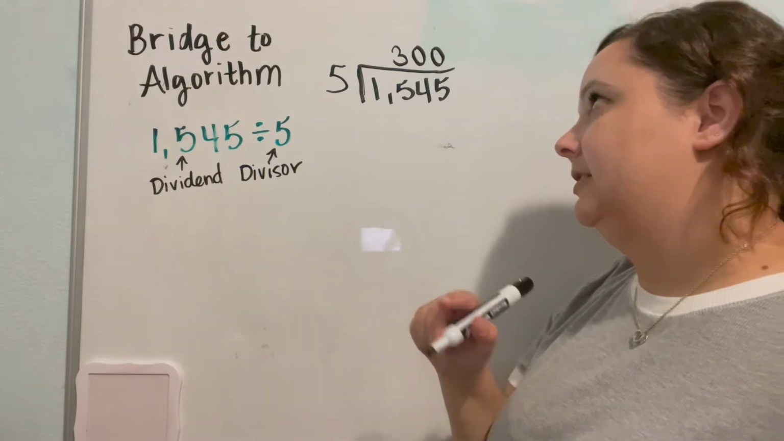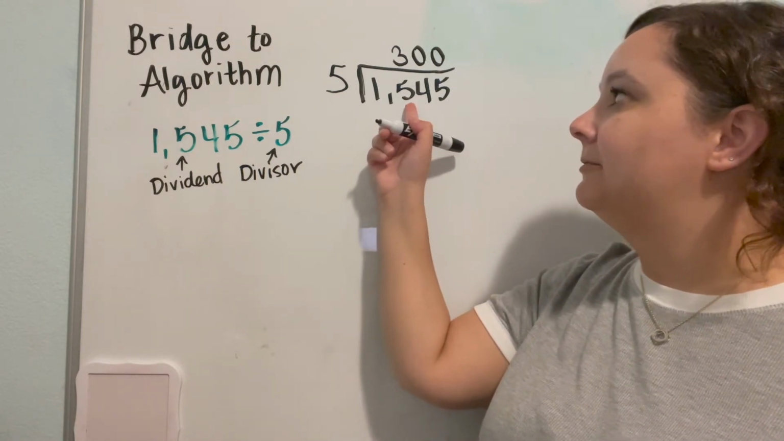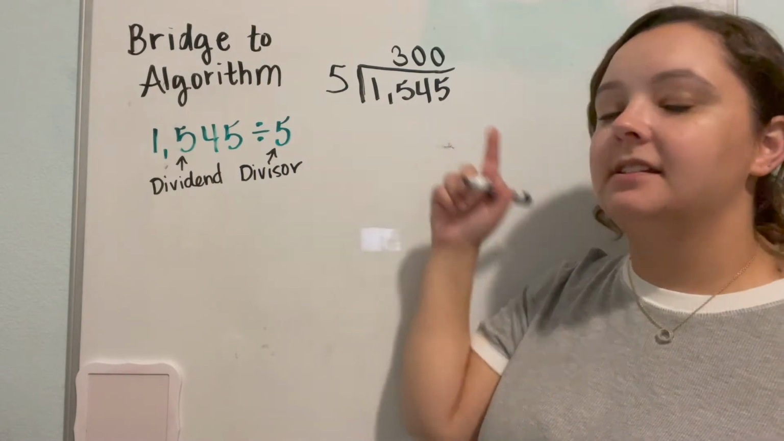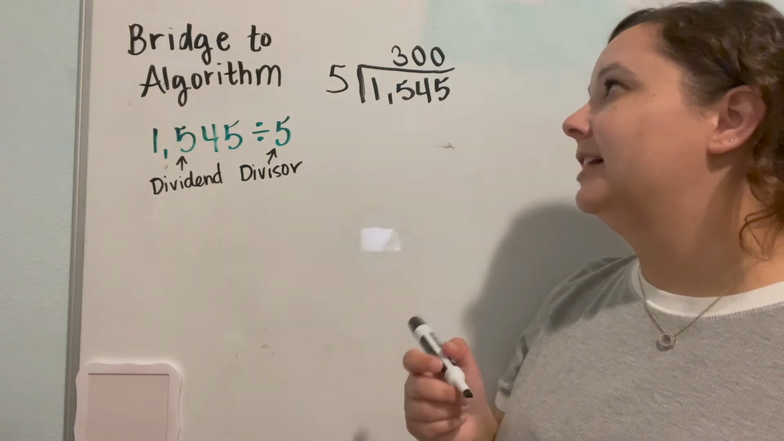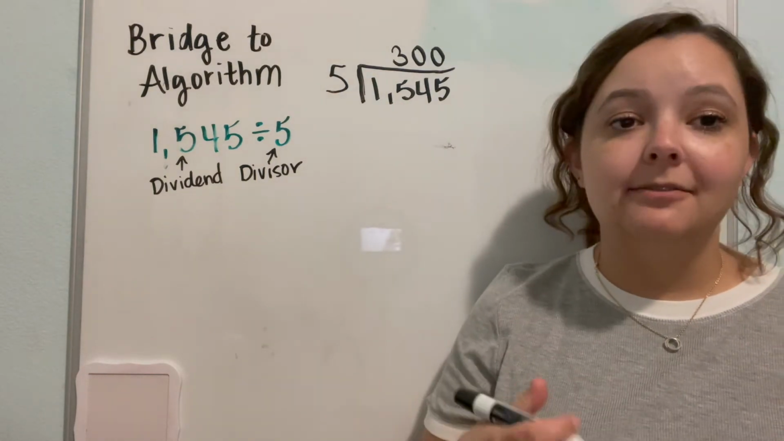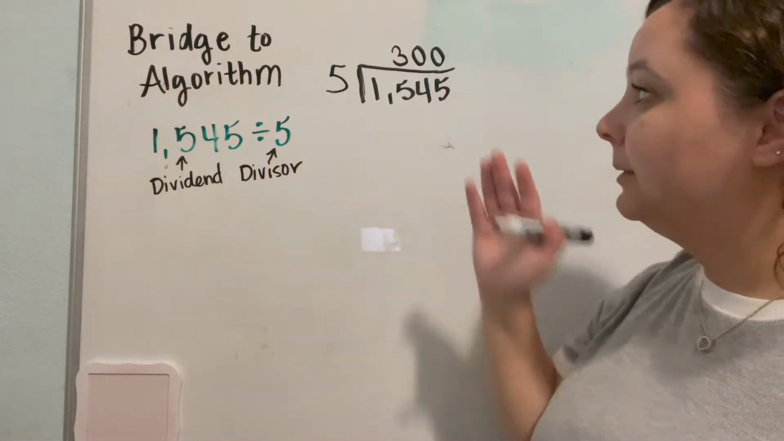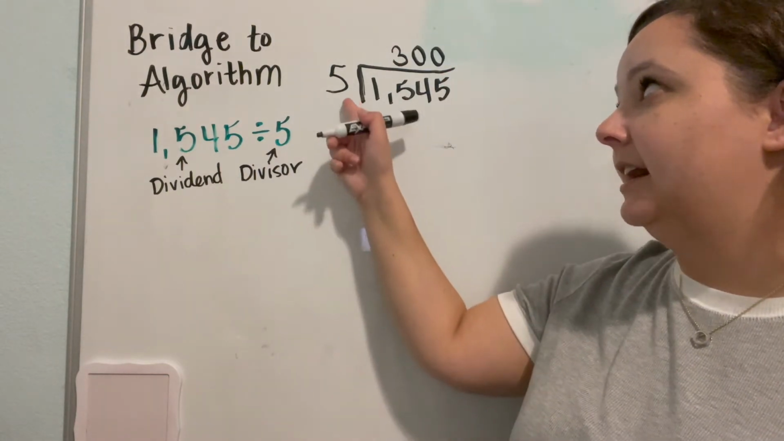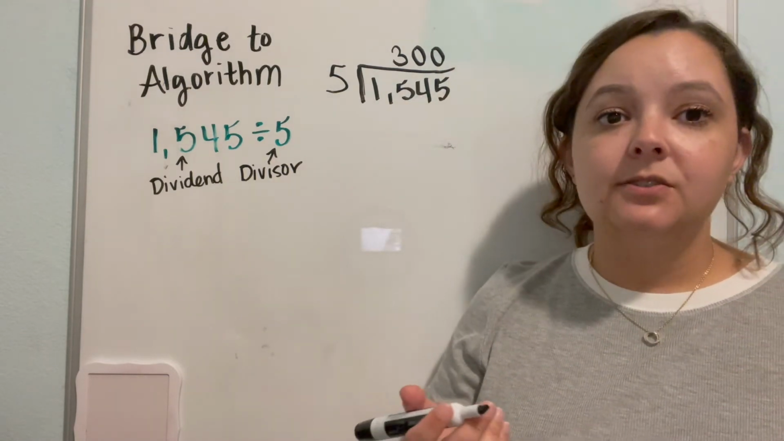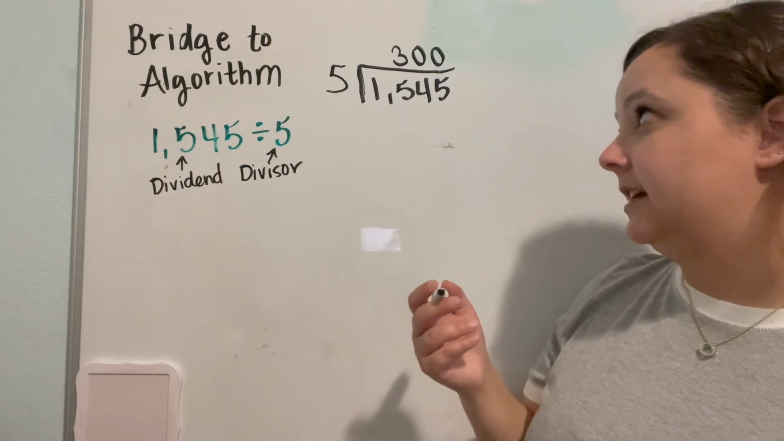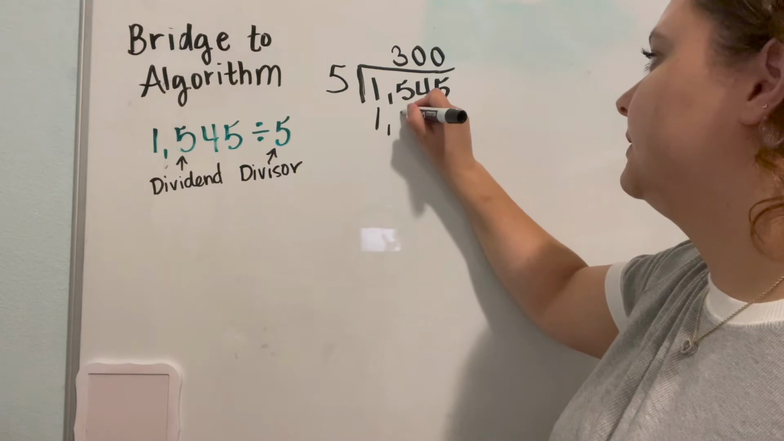Now, why is it a 300? Because if you look at the place value that's right here, we have a 5 in the hundreds place and our 1 is in the thousands. So not only is 15 being divided by 5, but 1,500 is being divided by 5. So what we're going to do now is take 5, multiply it by 300 and see what we get. So 5 times 300 gives us 1,500. So I'm going to put that right here.